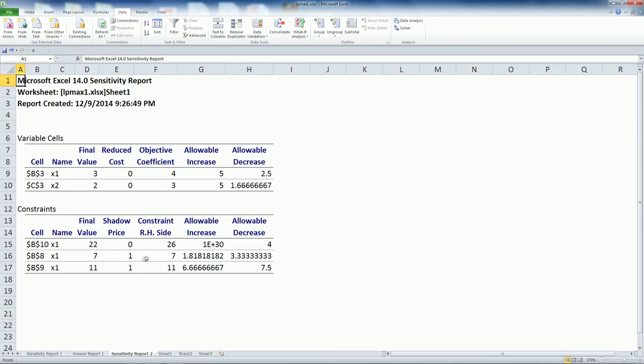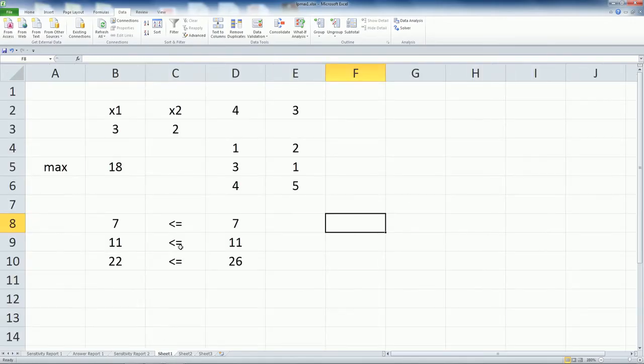Corresponding to this constraint the shadow price is 1, corresponding to this constraint the shadow price is 1, corresponding to the third constraint, which is the B10 position, the shadow price is 0. So if I go back to the Excel sheet, you find corresponding to this the shadow price is 1, corresponding to this the shadow price is 1, corresponding to this the shadow price is 0.